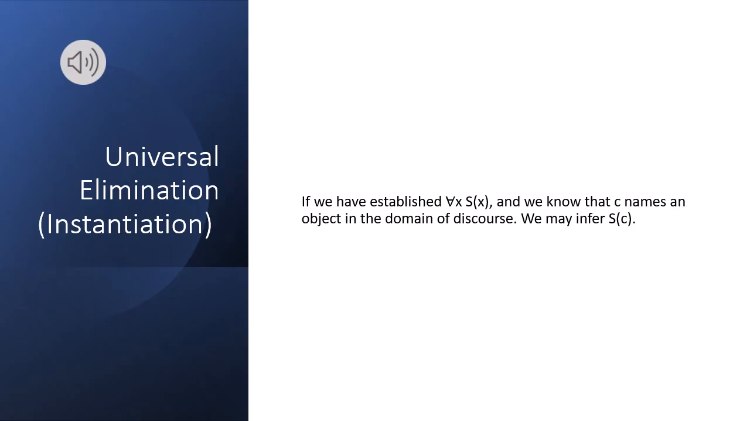Okay, so the first one is universal elimination, and this is also sometimes called instantiation. If you've established a universally quantified statement, for all x, S of x, and we know that we have a name, c, for some object in our domain of discourse, well then we're free in our proof to infer that c has the property that is represented by that predicate S. In other words, S of c is actually true. Again, the idea here is just that if it's true for everything, then it's true for anything that we have a name for. So we're free to substitute that in.